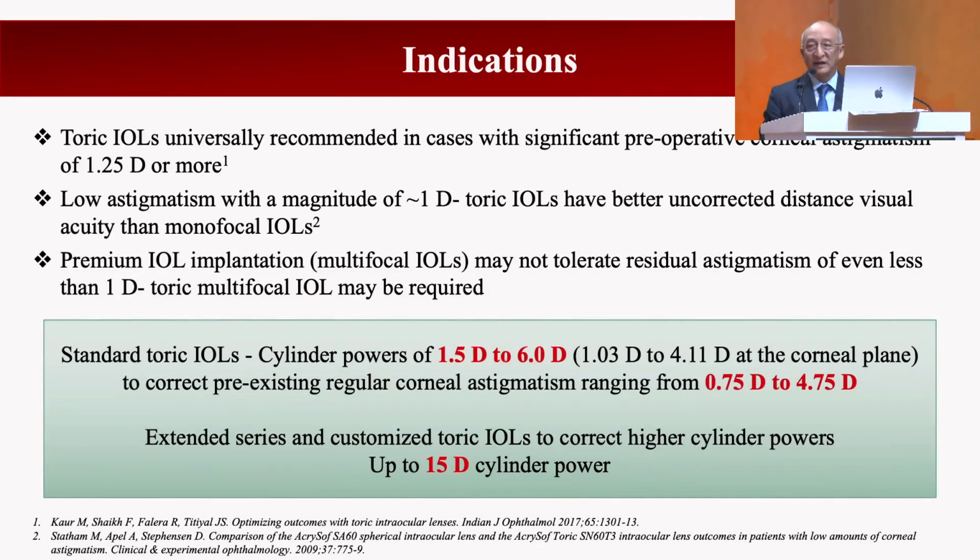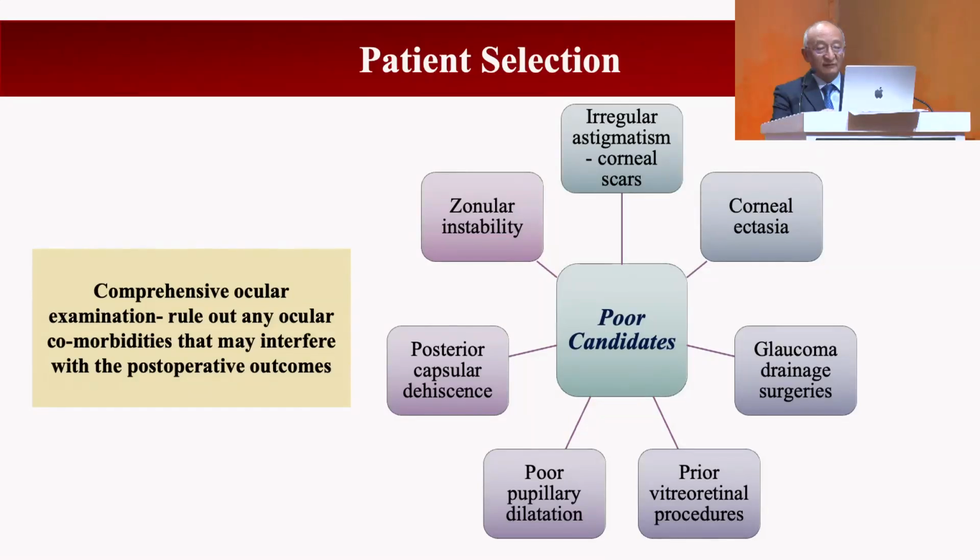So let me take you through the initial investigation and patient selection for these cases. We all understand if you are putting a simple monofocal lens, anything more than one diopter in corneal cylinder should be corrected. If you are going for a multifocal, trifocal, or an EDOF lens, even less than 0.75 may need to be corrected in these cases also.